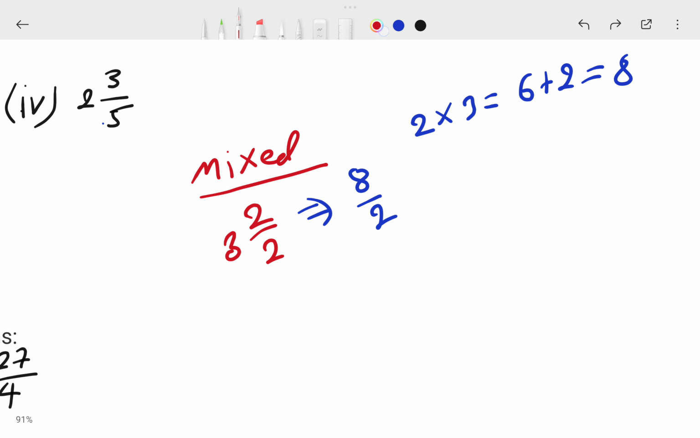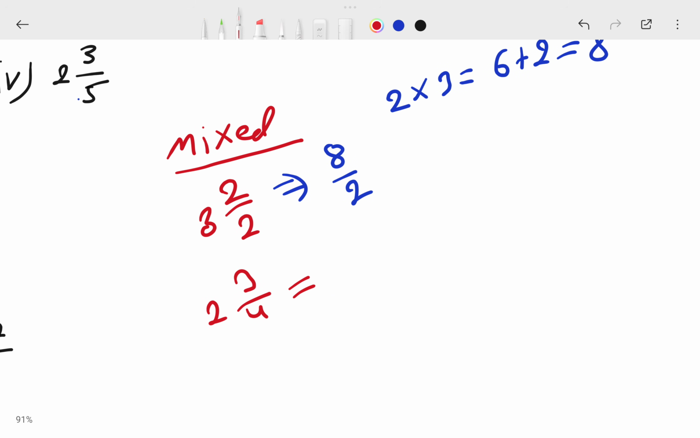Another example is like that. This is 4, this is 2, and this is 3. So convert that one also. Otherwise another question, 5, 2 and 3. These two questions. Let's start. I will start with this question.